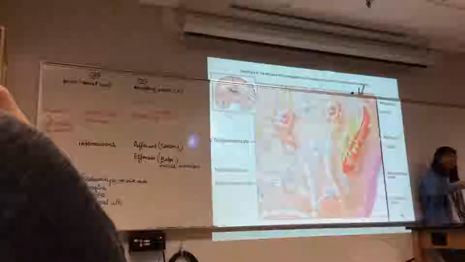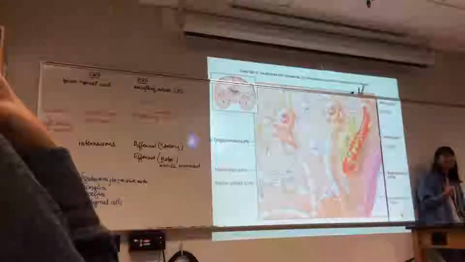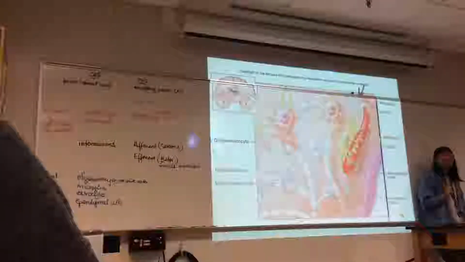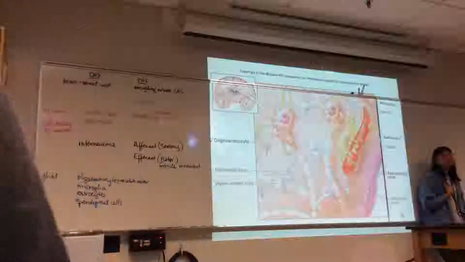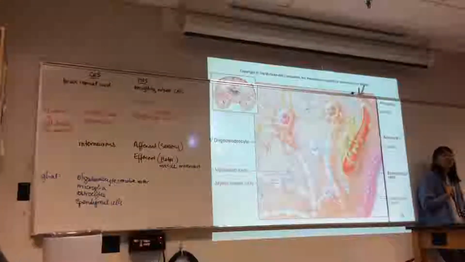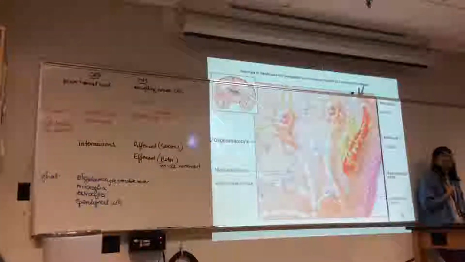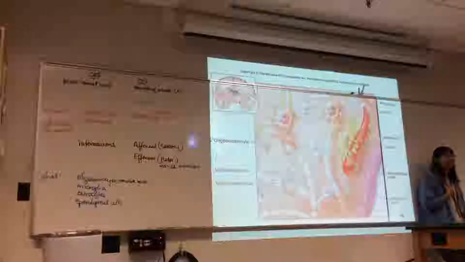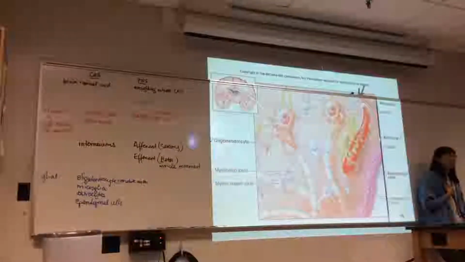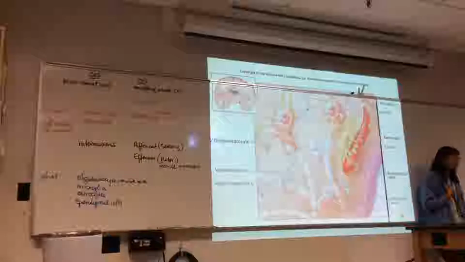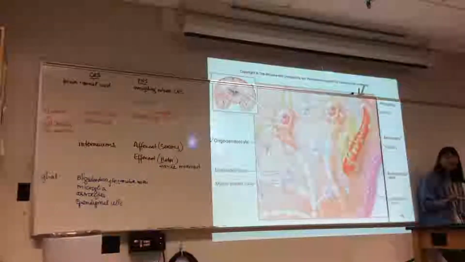Where do we have sinusoids? In the spleen. Okay. What does sinusoid capillary mean? Hole. What kind of hole? Big hole. How big? Big enough for blood cells to come through. Agree? And that's why they're sitting in the spleen.